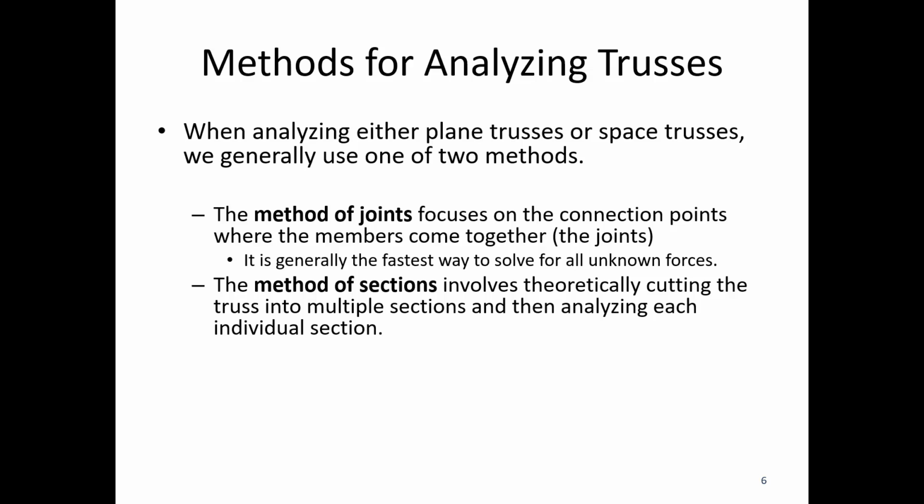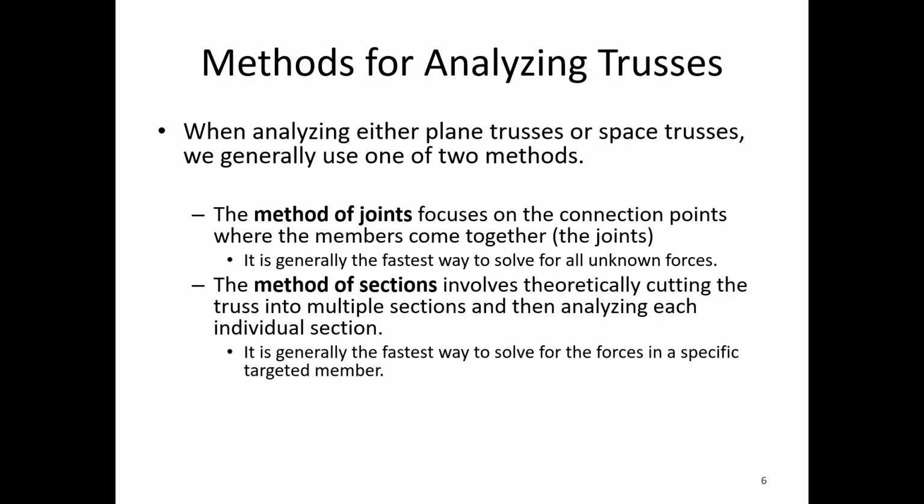Alternatively, we have the method of sections. This involves theoretically cutting the truss into multiple sections, and then we analyze each of those sections individually as a rigid body. If we want to find the forces in a specific, targeted member, the method of sections is going to let us jump straight to the forces in that member. It's the fastest way to jump to a specific location.